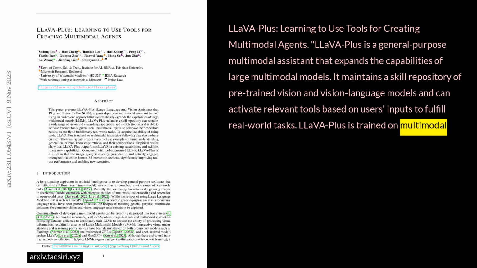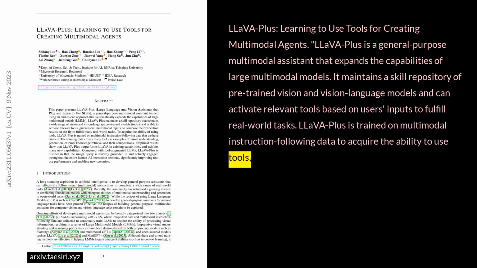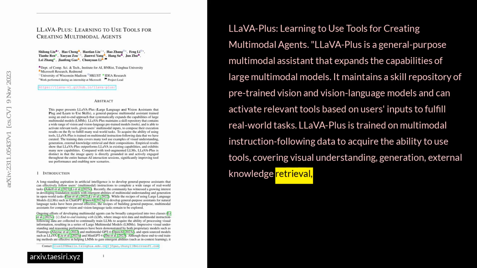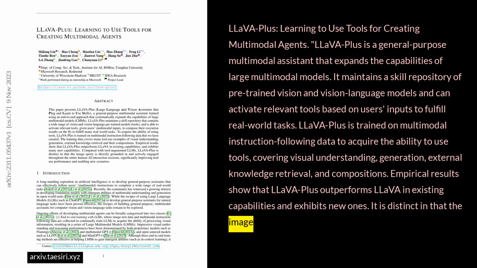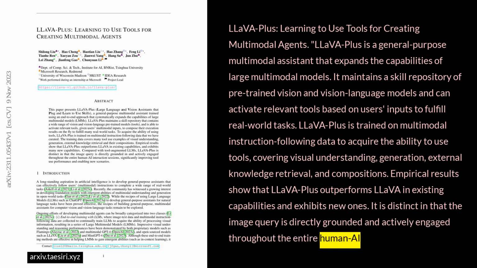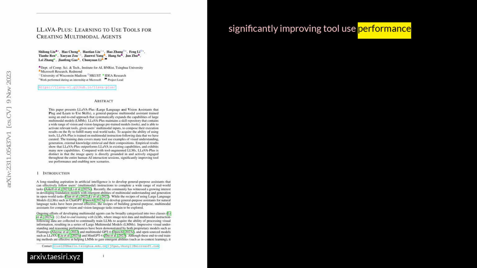LLaVA-Plus is trained on multimodal instruction following data to acquire the ability to use tools, covering visual understanding, generation, external knowledge retrieval, and compositions. Empirical results show that LLaVA-Plus outperforms LLaVA in existing capabilities and exhibits new ones. It is distinct in that the image query is directly grounded and actively engaged throughout the entire human-AI interaction sessions, significantly improving tool use performance and enabling new scenarios.